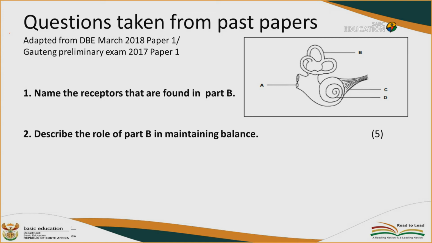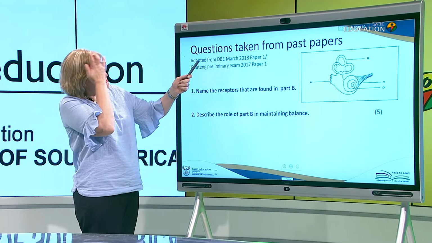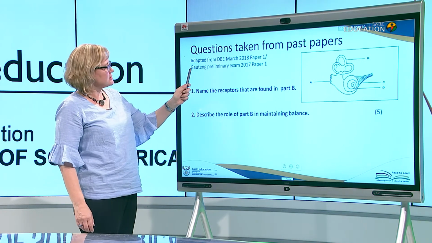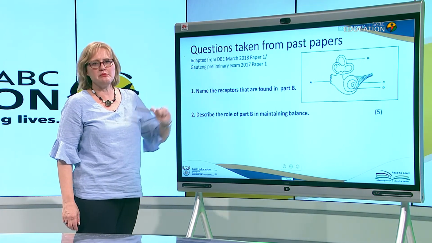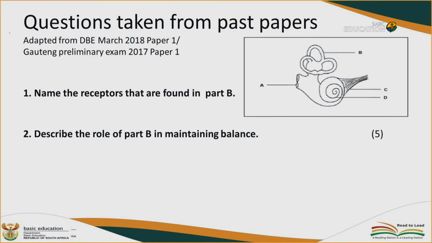All right, this one is adapted. When I say adapted, I took a question, I've added some questions and changed some things because I want you to get to the nitty-gritty of it. This was taken from March 2018, paper 1, and Gauteng Preliminary Exam 2017, paper 1. Okay, if you look at that picture, what does it look like? A little snail, and a little snail is the inner ear. Right, so we are busy with the inner ear.